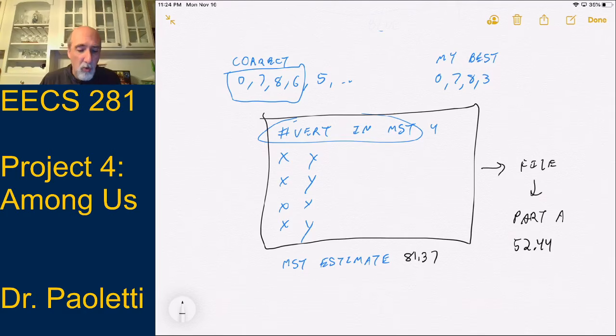Debug it. How did it go wrong? How did you get the right vertices but the wrong answer? How did it go wrong? You can do some debugging.